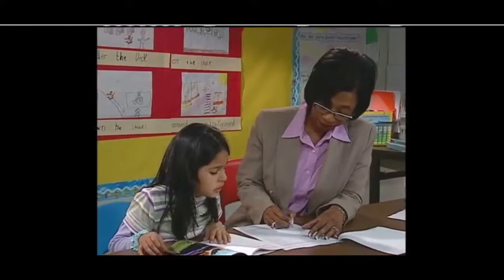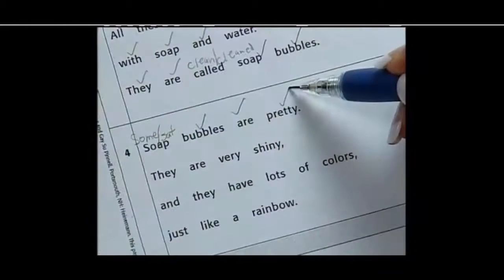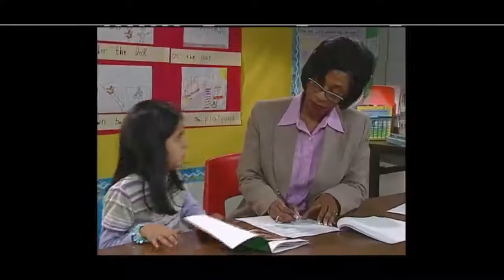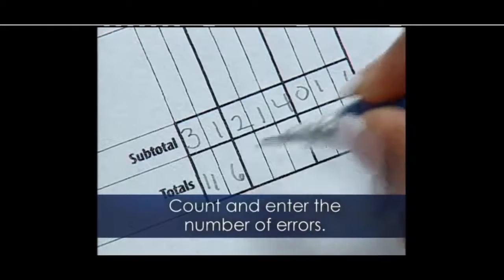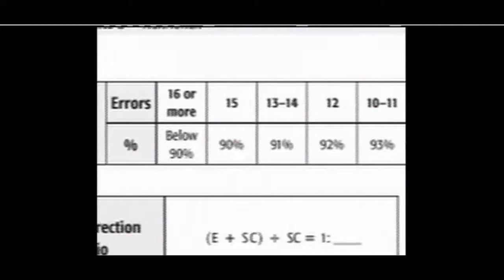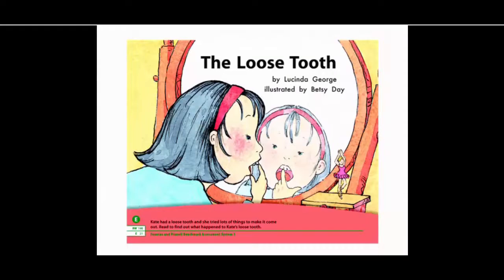While the child reads, code the errors on your recording form. You can learn how to code oral reading in the tutorials section of this DVD. When the child finishes the oral reading, you can also count and enter the number of errors. The calculator will give you the accuracy rate. Another way to get the accuracy rate is to use the graph at the bottom of the coding form.